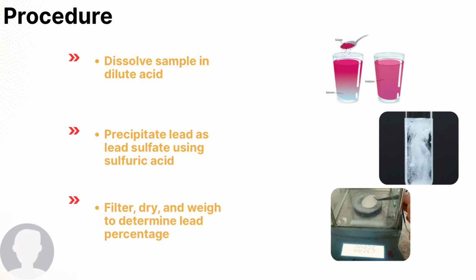In a wet gravimetric assay for lead, the sample is first dissolved in a dilute acid solution. Sulfuric acid is then added to selectively precipitate the lead as insoluble lead sulfate. Once the reaction is complete, the precipitate is filtered, dried, and weighed to establish the total lead percentage.